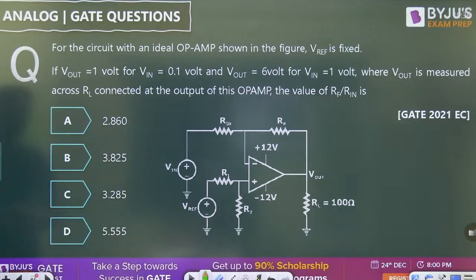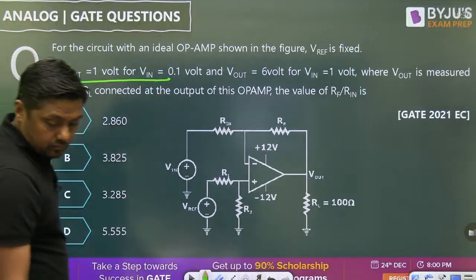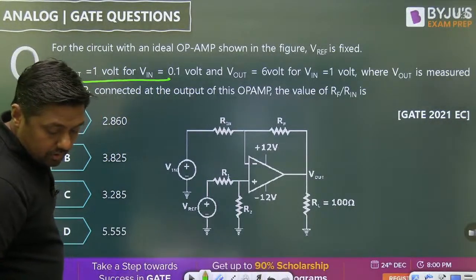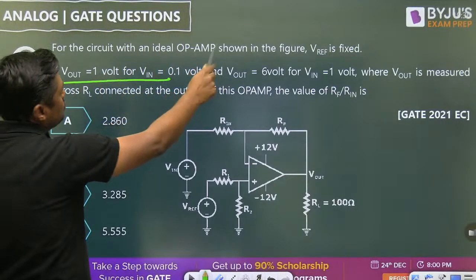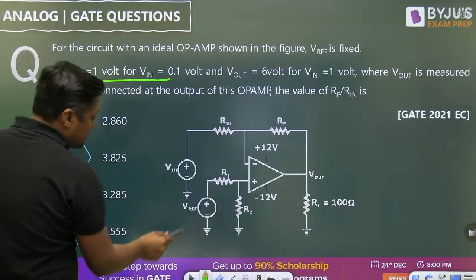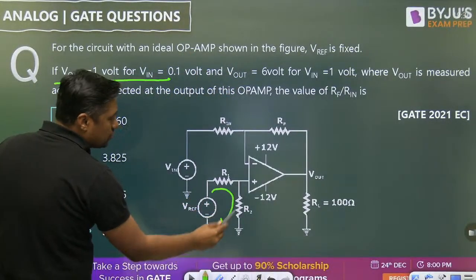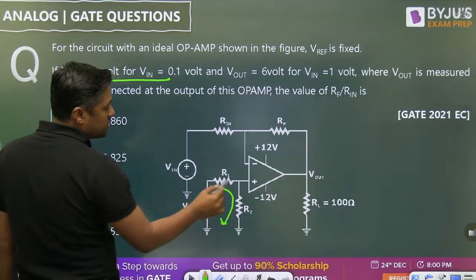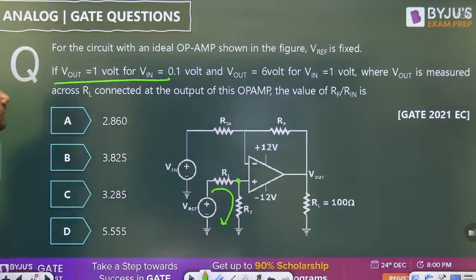So what is the problem with this question? In electronics branch in 2021. Then watch this. What is written here? For the circuit with an ideal op-amp shown in the figure, V reference is fixed. This is the V reference, this is fixed. When this is fixed, the voltage across these two resistors is fixed. When this is fixed, the voltage at this point is fixed. Positive terminal voltage is fixed.